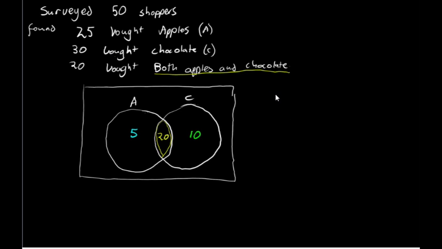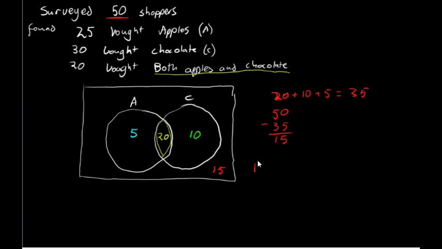If we add that up, 20 plus 10 plus 5 will give us 35 people buying either apples or chocolates. But we have 50 people in total that we've surveyed. So that means 50 minus 35 gives us 15 people who buy neither apples or chocolate. So that's a Venn diagram of our situation.